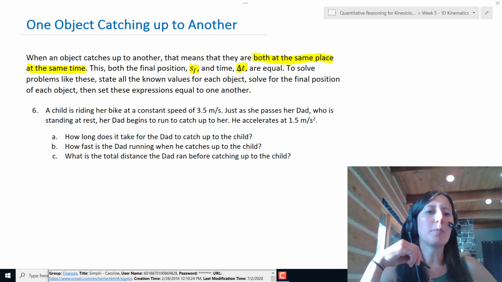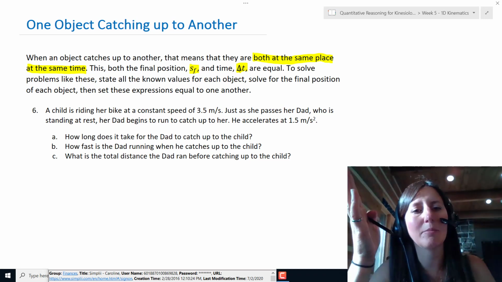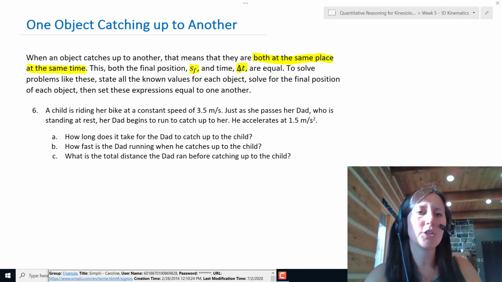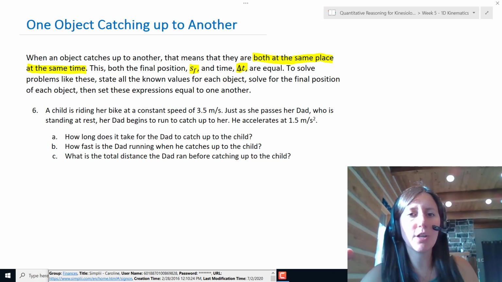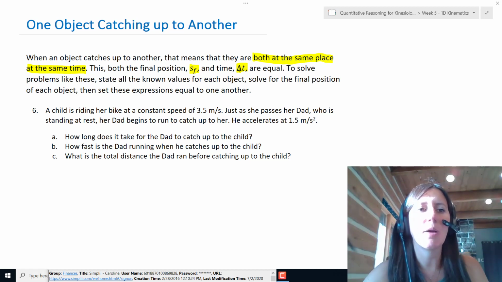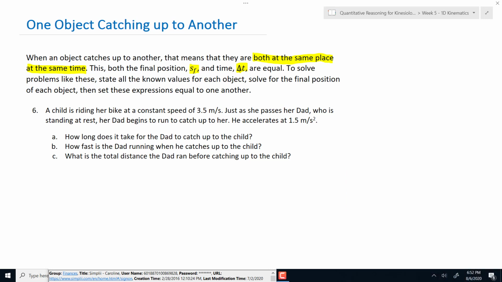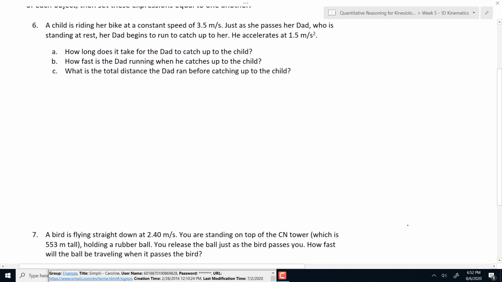So when you're going to solve problems like this, it's basically like doing 2 problems at the same time. You have 2 different objects. You're going to write all the values for each of the objects, and then you're going to solve for the final position of each object, so SF, and then make those 2 expressions equal to one another. So let's do a question like this, and it will become more clear.